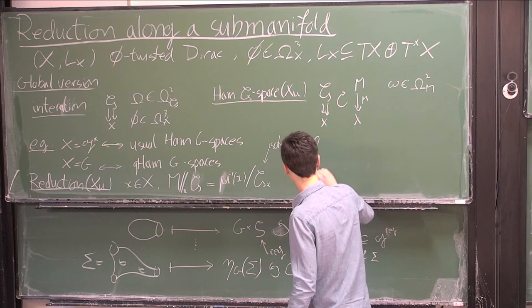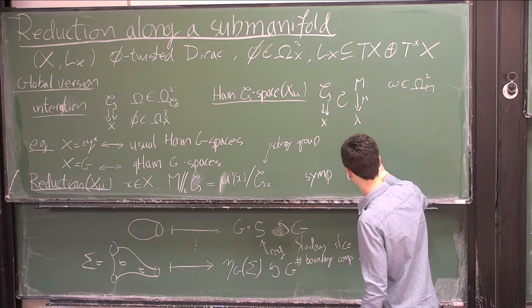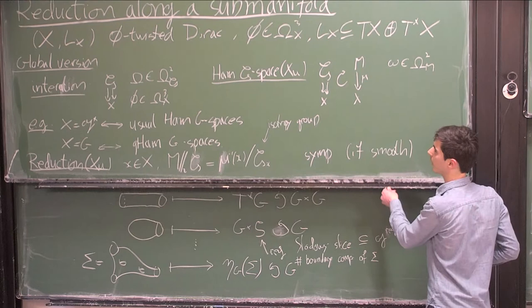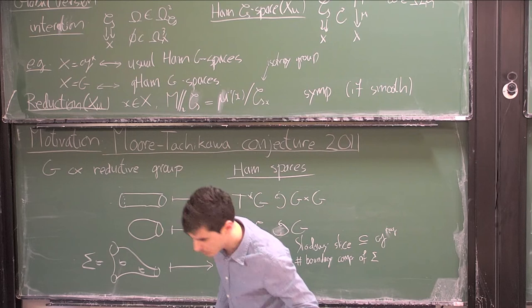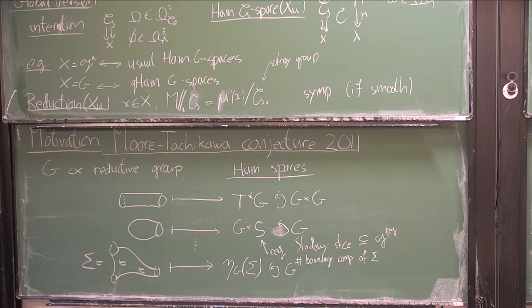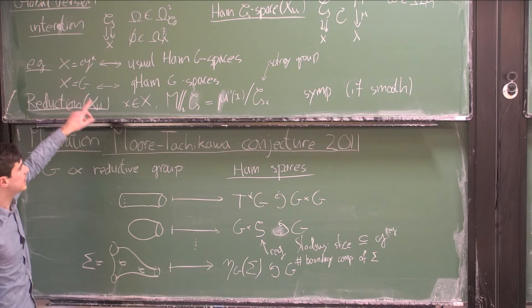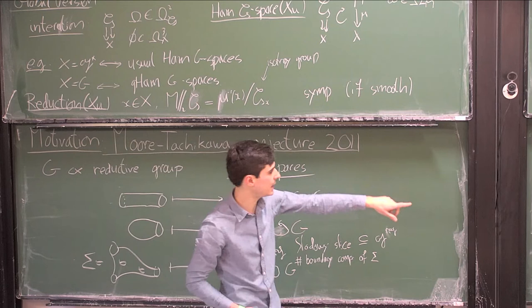Which is a symplectic manifold, at least if everything is nice enough to be smooth. Okay, so at first glance, this may look like a theory of symplectic reduction by groupoids, which might include the Ginzburg and Kazhdan construction, but no, it doesn't work, because even if we started with groupoids, in the end we're modding by an ordinary group. This is just a standard group. So we cannot recover these groupoid quotients of Ginzburg and Kazhdan.